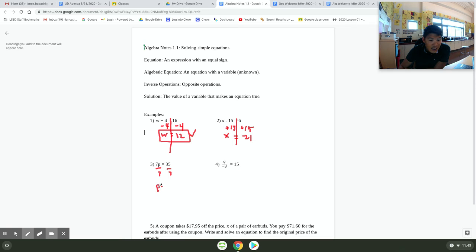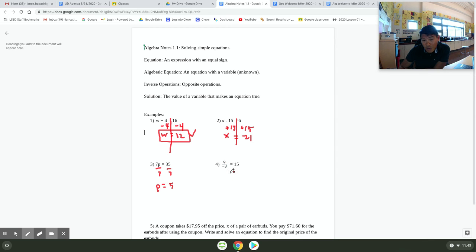Left side, technically 7 divided by 7 is 1. You just have 1p, but you don't need to write the 1 in front of the p. You just write it as p. P, the same as 1p, is equal to, on the right side of the equation, 35 divided by 7 is 5. And then on example 4, the equation is q over negative 3.